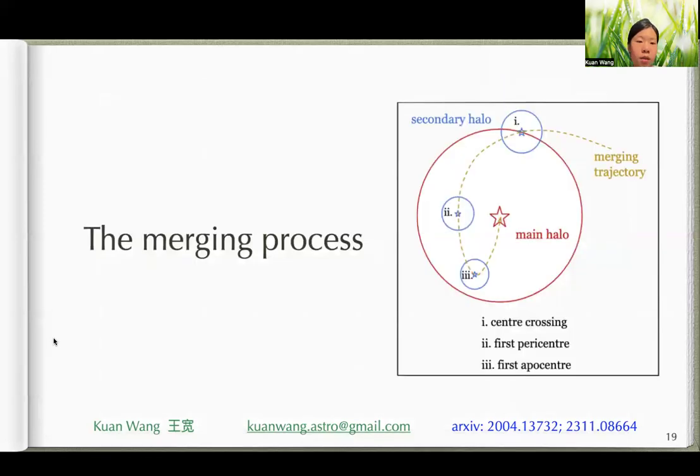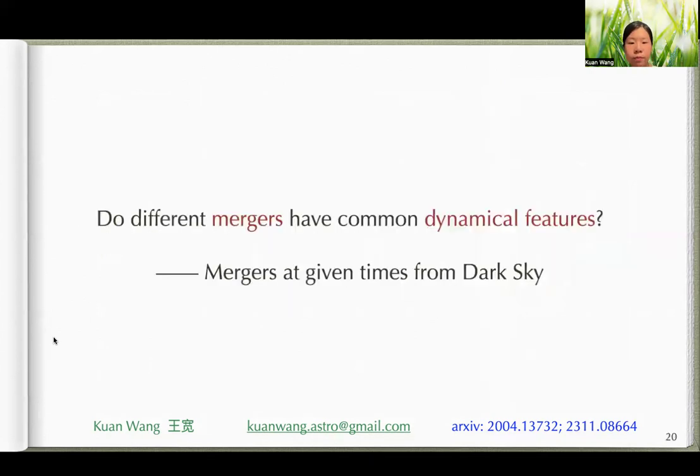So this cartoon here illustrates the process with three characteristic points in a merger: the incoming halo crossing the boundary of the main halo, the first pericenter, and the first apocenter. That was one merger that happened to one halo. So the different mergers all have the same dynamical processes.